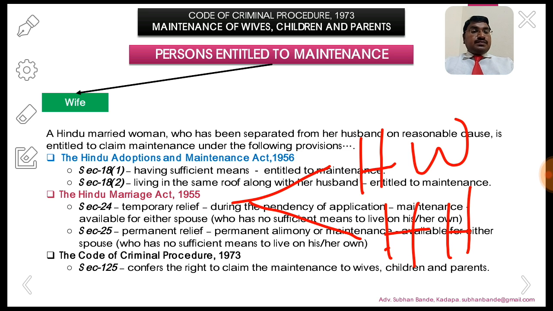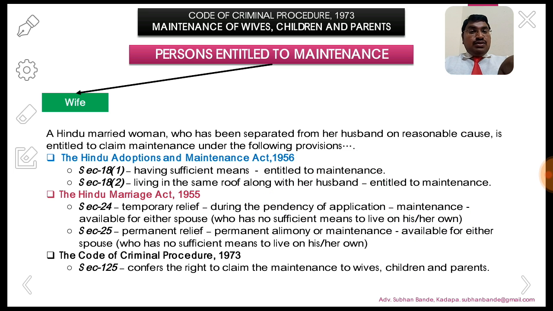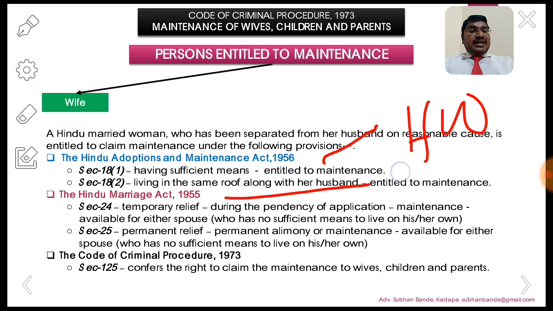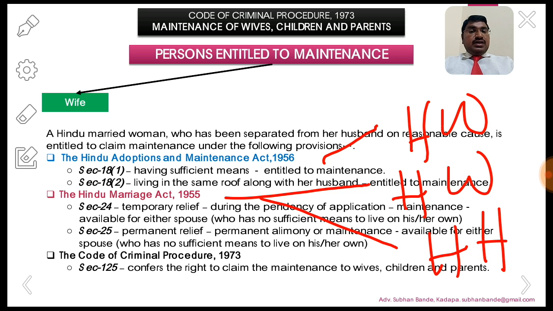The first remedy, Hindu Adoptions and Maintenance Act 1956, confers a right for maintenance only for Hindu wife. The Hindu Marriage Act 1955 confers the right to maintenance for Hindu wife and Hindu husband as under section 24 for interim relief, under section 25 for permanent relief.